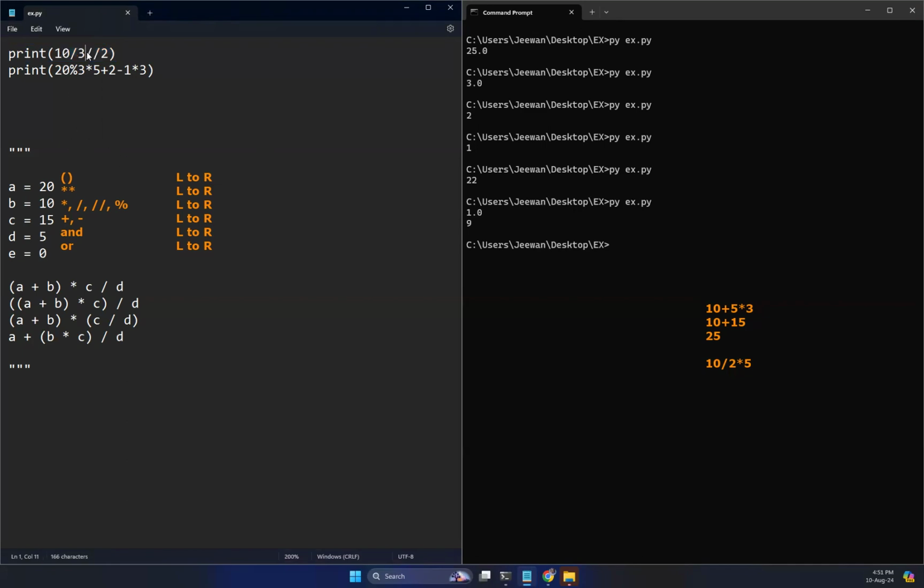Because 10 divided by 3 is 3.3333. And then 3.333 floor division by 2 means 1 point something, and you get only the floor value, then 1.0. Right. Second one. The second one, please.